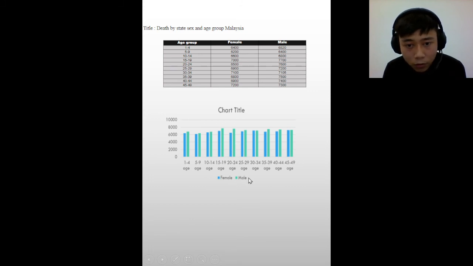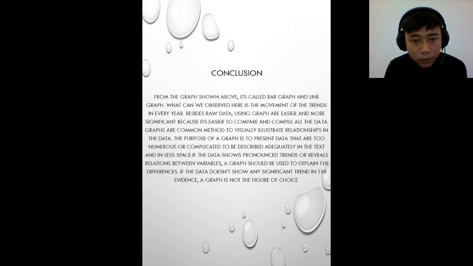Okay, so next, the conclusion. From the graphs shown above, the bar graph and line graph, what we can observe here is the movement of the trends in every year. Besides raw data, using graphs is easier and more significant because it's easy to compare and compile all the data. Graphs are a common method to visually illustrate relationships in the data.